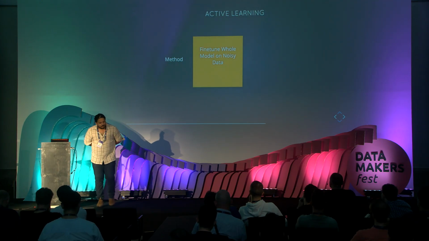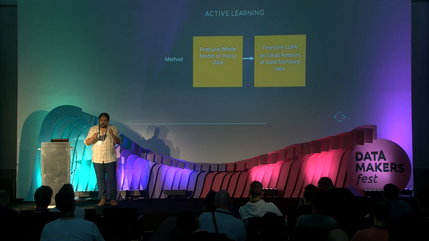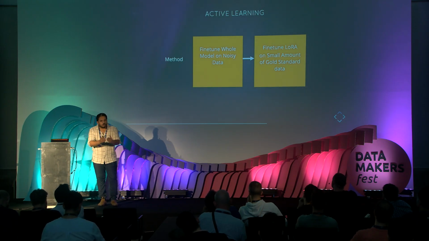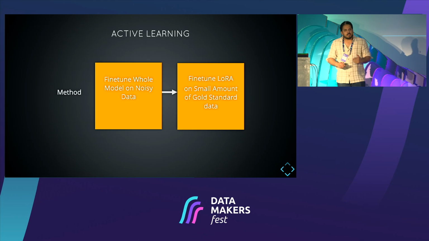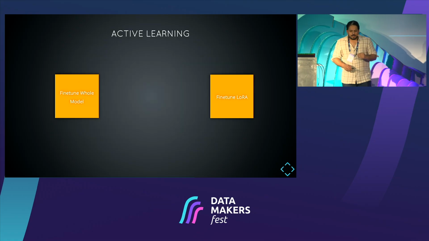So, the current method that we have is that we fine-tune the whole model on noisy data, and we fine-tune a LoRA adapter on a small amount of gold data. Active learning means that you deploy a model, something changes, you come back, update it again, and you deploy it again. Okay? So my proposed method is this.